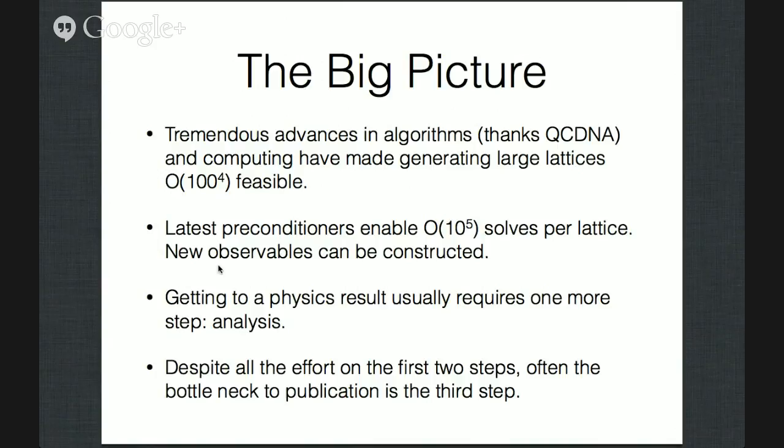Okay. So it's nice that we're getting to that regime, but when we get into that regime, that makes the analysis of the data coming off the computer even harder. Okay, so let me explain. Let's see. So here's my view of the big picture.